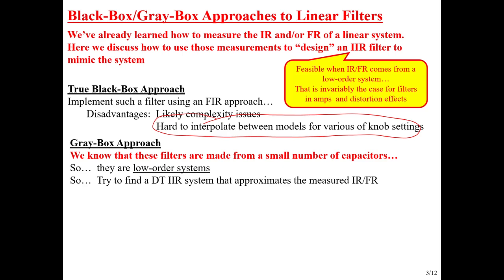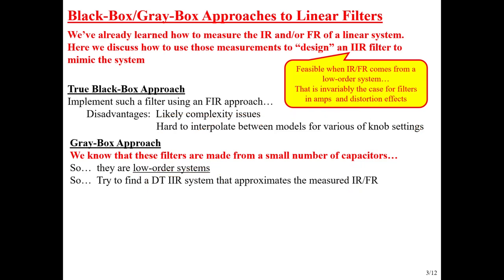The gray box approach says, well, we might not have access to the actual schematic, or we're not willing to fully commit to using that schematic, but instead we know, like we just said, it's a low order thing. So we know it's a low order system, and we should be able to come up with some low order discrete time IIR system that will approximate the measured impulse response. So now we can do this. We can measure a bunch of different FIR impulse responses for a bunch of different models or knob settings.